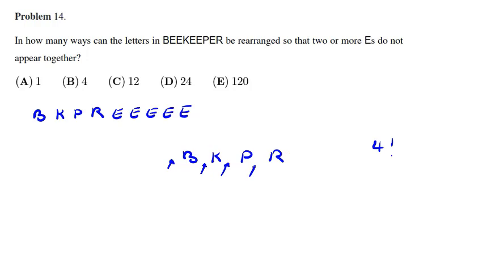We have 1, 2, 3, 4, 5 spaces because we have exactly 5 E's. In one case, you should place them in each space exactly 1, so the answer is 4 factorial, which is 24, so the answer is D.